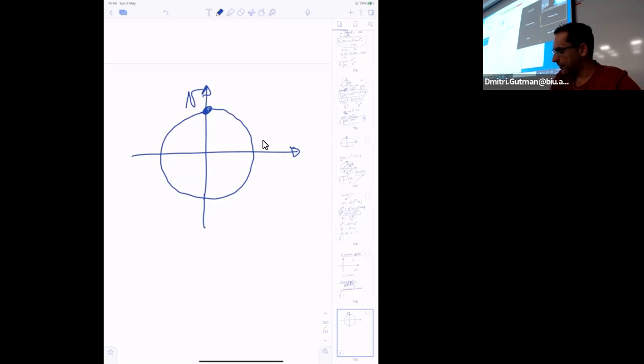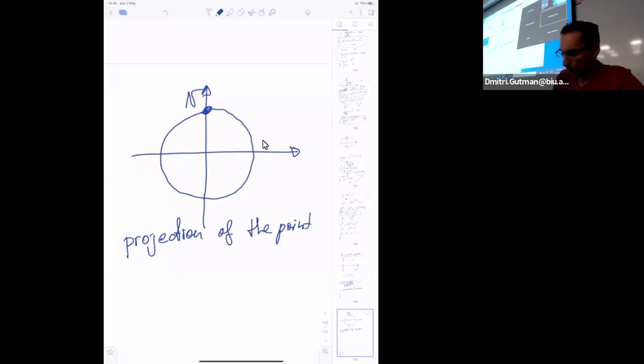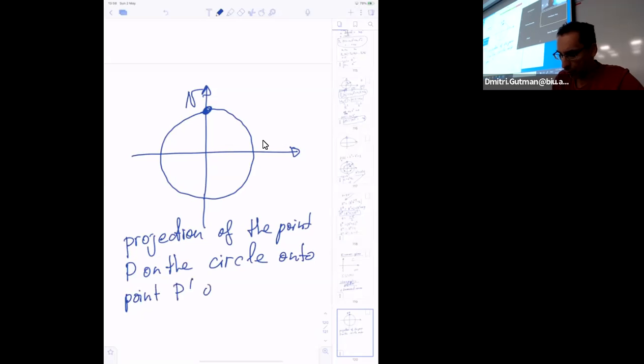And now I'm going to construct a stereographic projection of the points on the circle onto the real axis. So it will be the projection of the point P on the circle onto point P prime on the real axis.